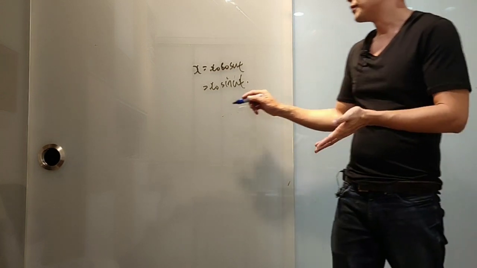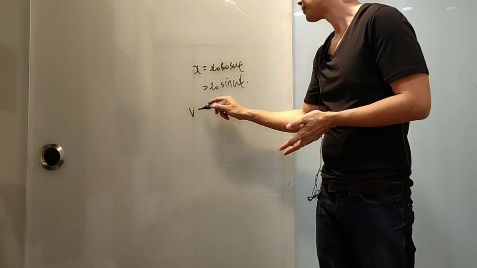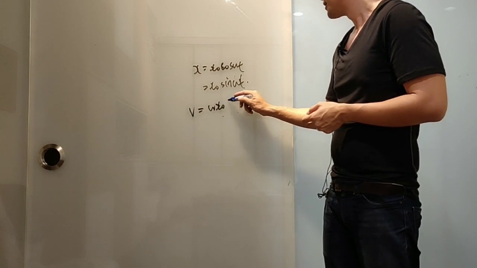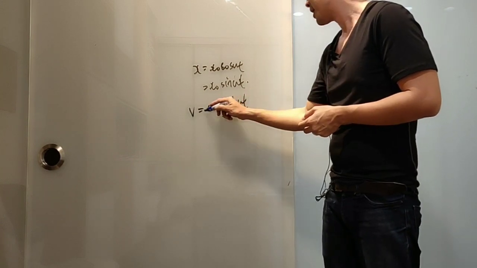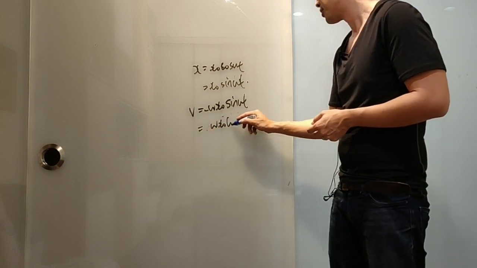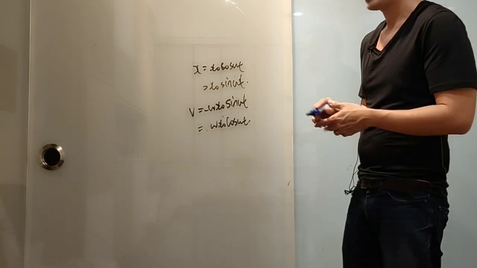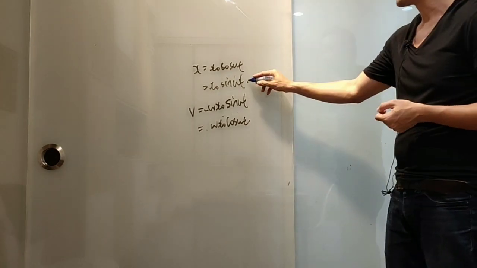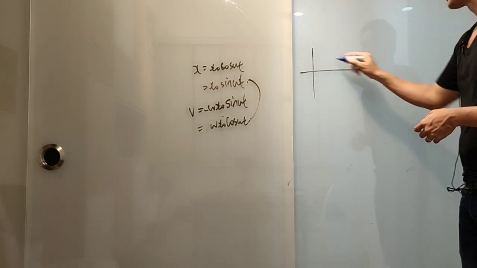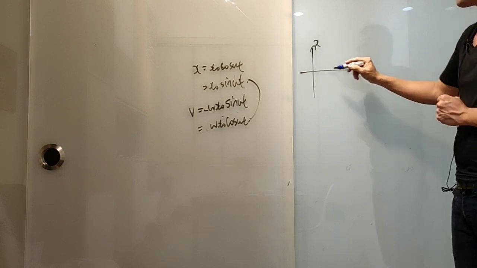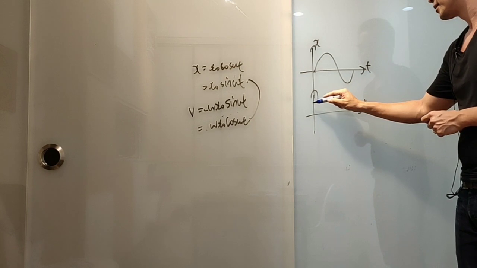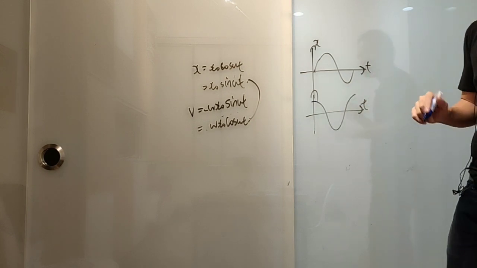And if you differentiate this with respect to time, you will get v, which is omega x naught sine omega t, minus, if you differentiate the second one, it will be, without the minus, cos omega t. Let's use the one which is sine, so it corresponds to this one. So if you were to take a look at this, the x-t graph will be sine and the v-t graph will be cosine.